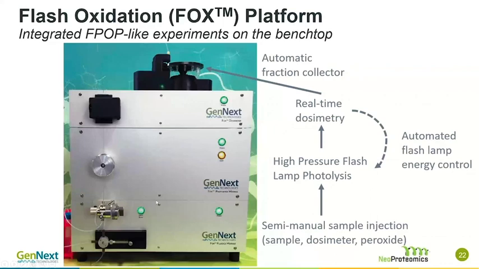And it's all integrated. So it does everything that we talked about: flow system, photolysis, inline radical dosimetry. It even offers automated feedback control so that you can use the dosimetry to control the energy that you put on your flash lamp, so control your fluence of your light. And then an automated fraction collector to make sure that you can use the dosimetry to tell yourself when you actually want to start collecting sample. So if you're interested in FPOP but you don't want to build your own laser-based bench, this is an option that might be worth looking into.